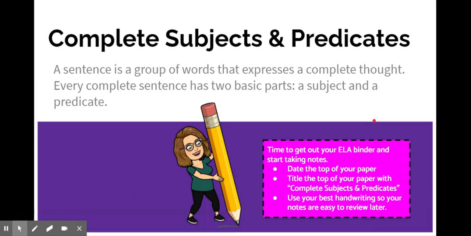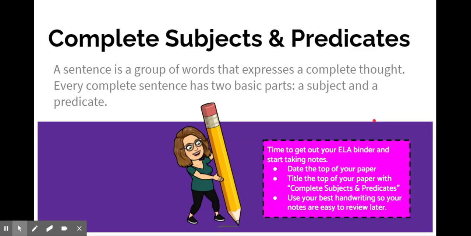So we're going to start with complete subjects and predicates. Just a little overview. A sentence is a group of words that express a complete thought. So when you write a beautiful, complete sentence that Mrs. Burton is always asking you to write, there should always be a subject, what you're talking about, and a predicate, which is what the subject is doing or how it's feeling, some sort of verb, okay?